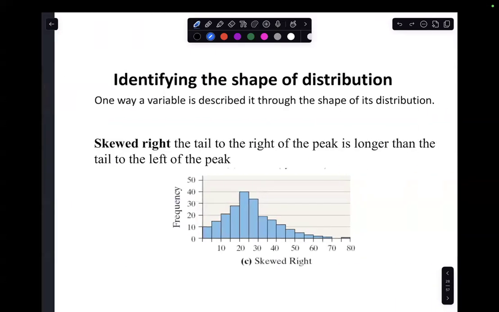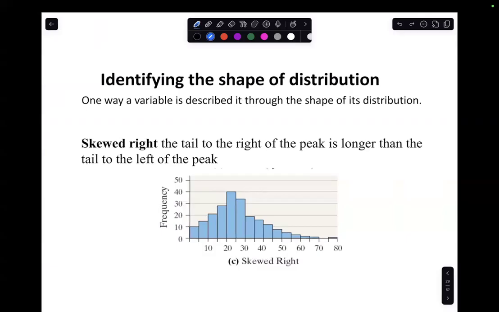All right, next. This one right here. When we have a long tail on one side, it's skewed, and this one is skewed right because our tail is on the right. It seems exactly the opposite of what it should be, but just think about where that long tail is. In this one, our long tail is on the right, so we are skewed right. That's all there is to that one.